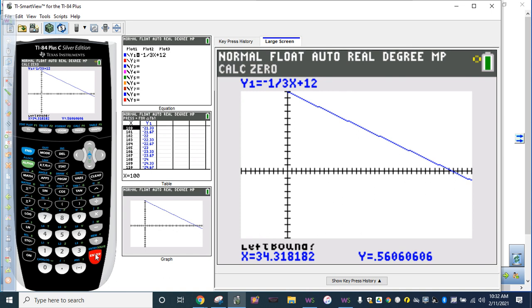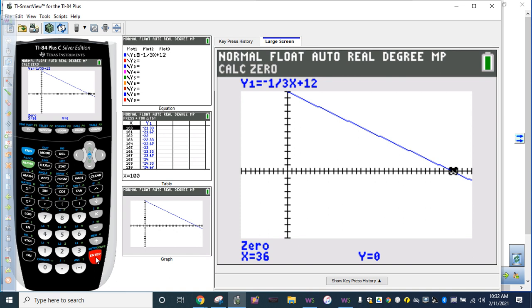Then after you hit enter, it asks you for the right bound. So you just have to be below the x-axis. I think another way to think about it is I'm trying to surround the x-axis. Then it has that annoying get thing. And then indeed our point is 36, 0.